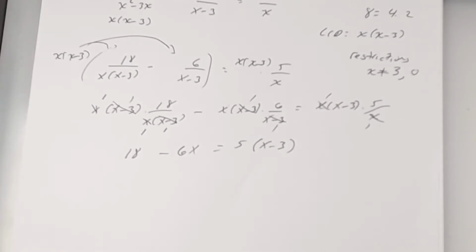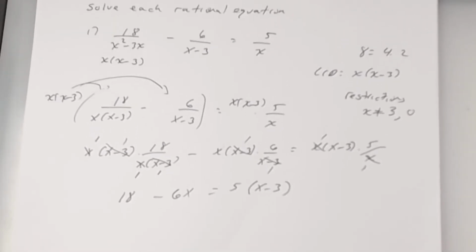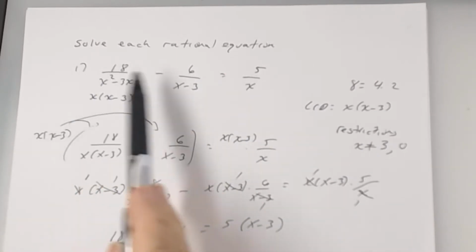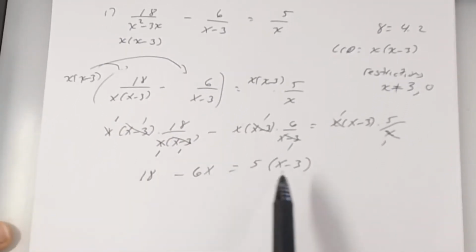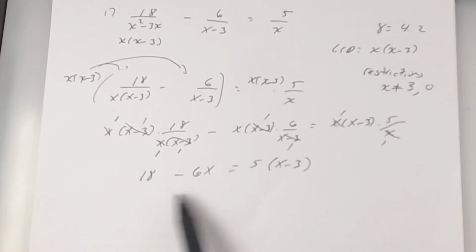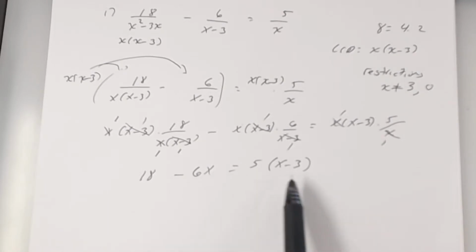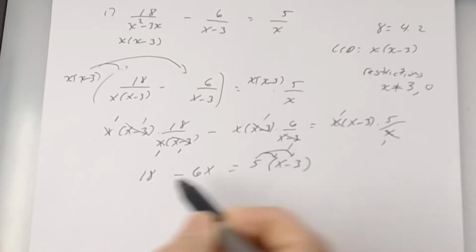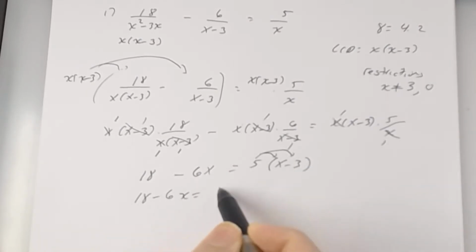All right, so I want you to notice something. I went from a rational equation to what kind of equation? Linear. That's the linear equation. And y'all did that on day one. You actually did that 2 semesters ago and 2 courses ago. How do you solve this equation? Combine like terms on both sides. Before you combine like terms, what do you think you may need to do? Oh, distribute. So I get 18 minus 6x equal 5x minus 15. Now what's the next step?